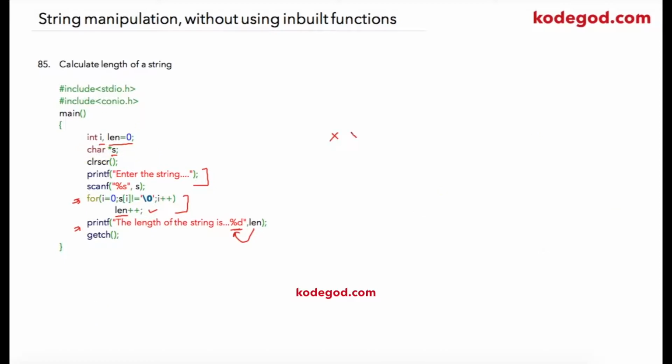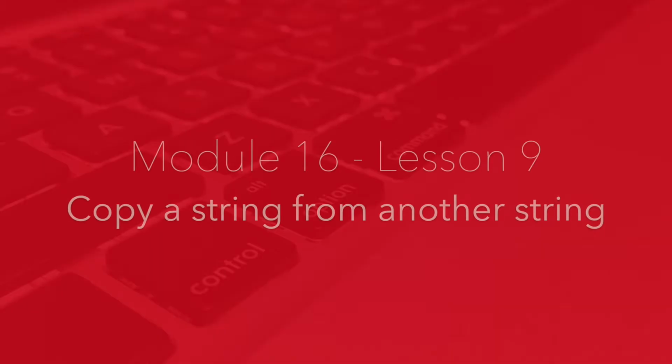So if our string was xyz, then the loop will be executed 3 times because there would be a \0 at the end of the string. Once this \0 is reached, by that time our length variable will be incremented to 3 on each iteration. So that will be our final output.